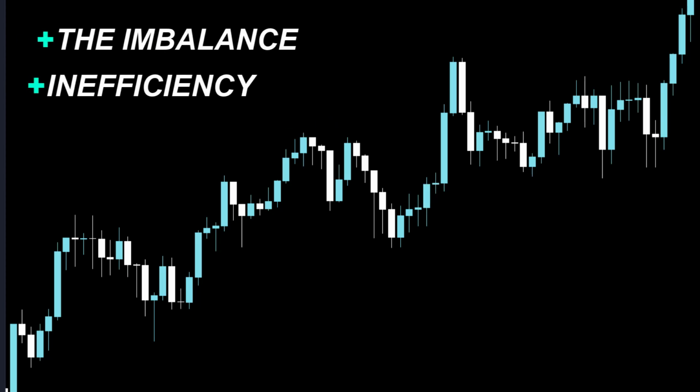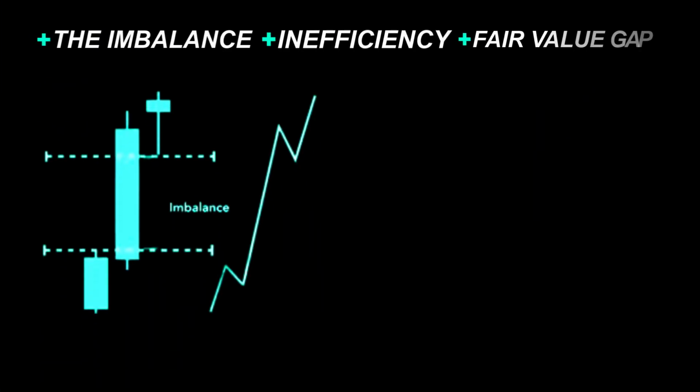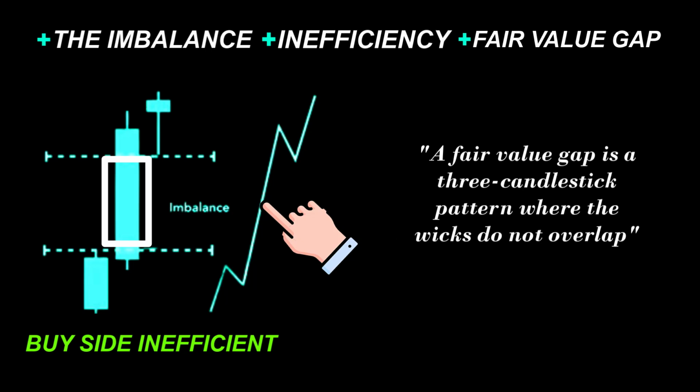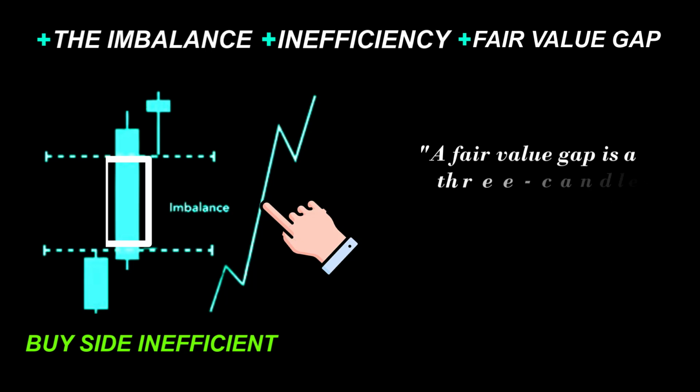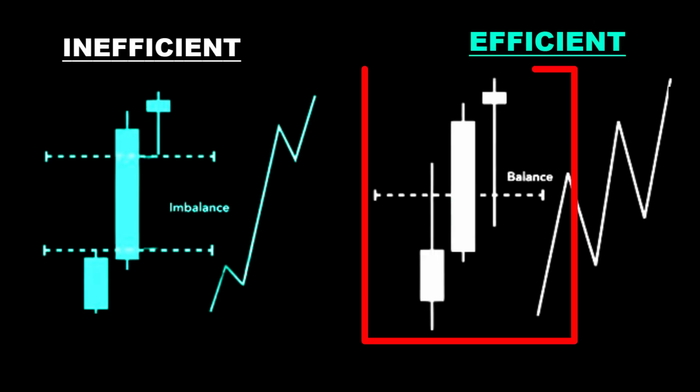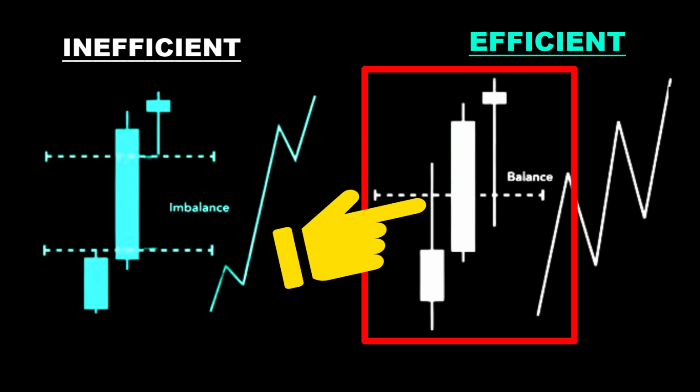The imbalance, inefficiency, and fair value gaps are closely related concepts in SMC. When smart money enters the market, it will create an imbalance between buyers and sellers, leading to significant price movements and gaps between the wicks of the candle. In this example, the price is buy-side inefficient, and there are fair value gaps between the wicks. A fair value gap is a three-candlestick pattern where the wicks do not overlap. Here, you can see examples of efficient and inefficient prices. In the second example, the wicks meet in the middle, indicating no fair value gaps or inefficiency.